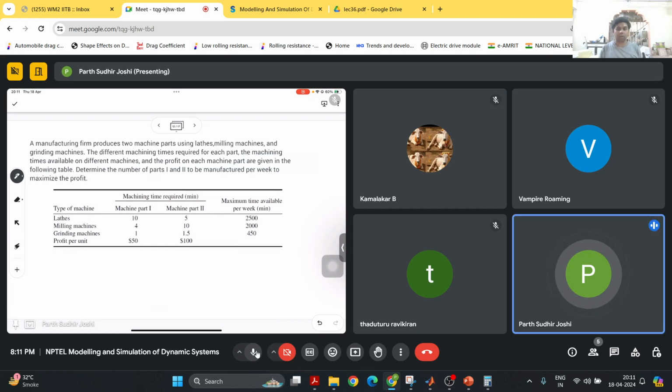So we need to find out the optimum number of parts 1 and 2 to be manufactured per week. So let us assume the number of parts to be manufactured for part 1 as x1 and let us assume this as x2. So what will be our objective function now in terms of x1 and x2?